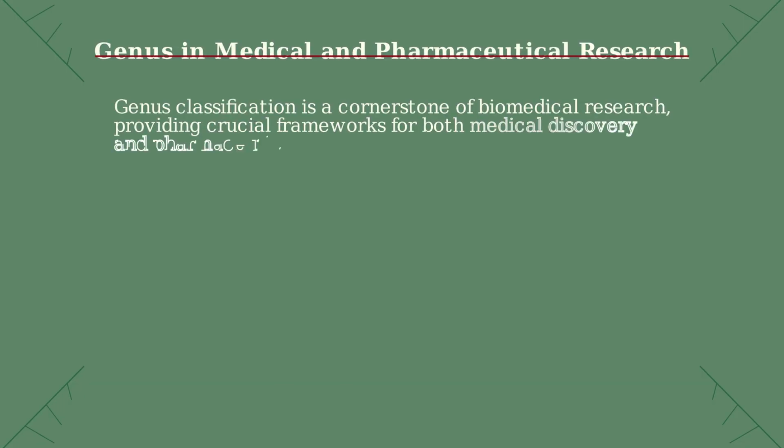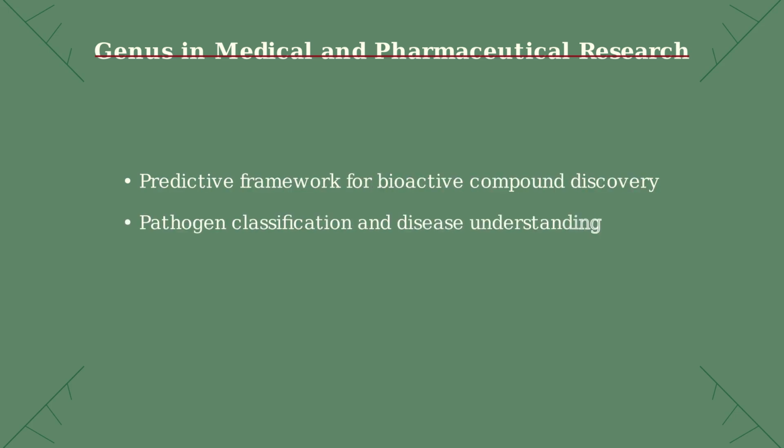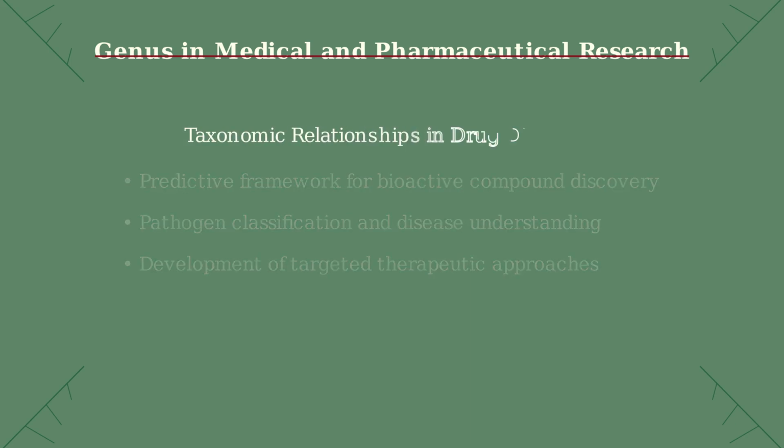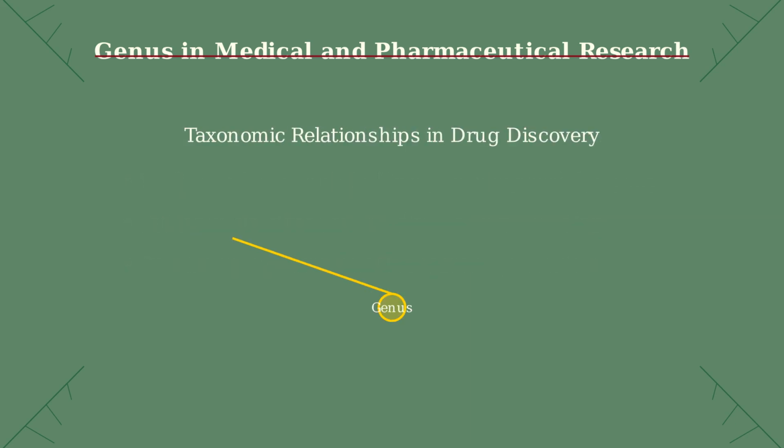Genus classification plays a critical role in medical and pharmaceutical research, providing essential frameworks for scientific advancement. This taxonomic level is particularly valuable for three key applications: predicting bioactive compounds, understanding pathogens, and developing targeted treatments. In drug discovery, researchers leverage the predictive power of genus-level relationships. When a species produces valuable compounds, related species in the same genus often yield similar molecules.